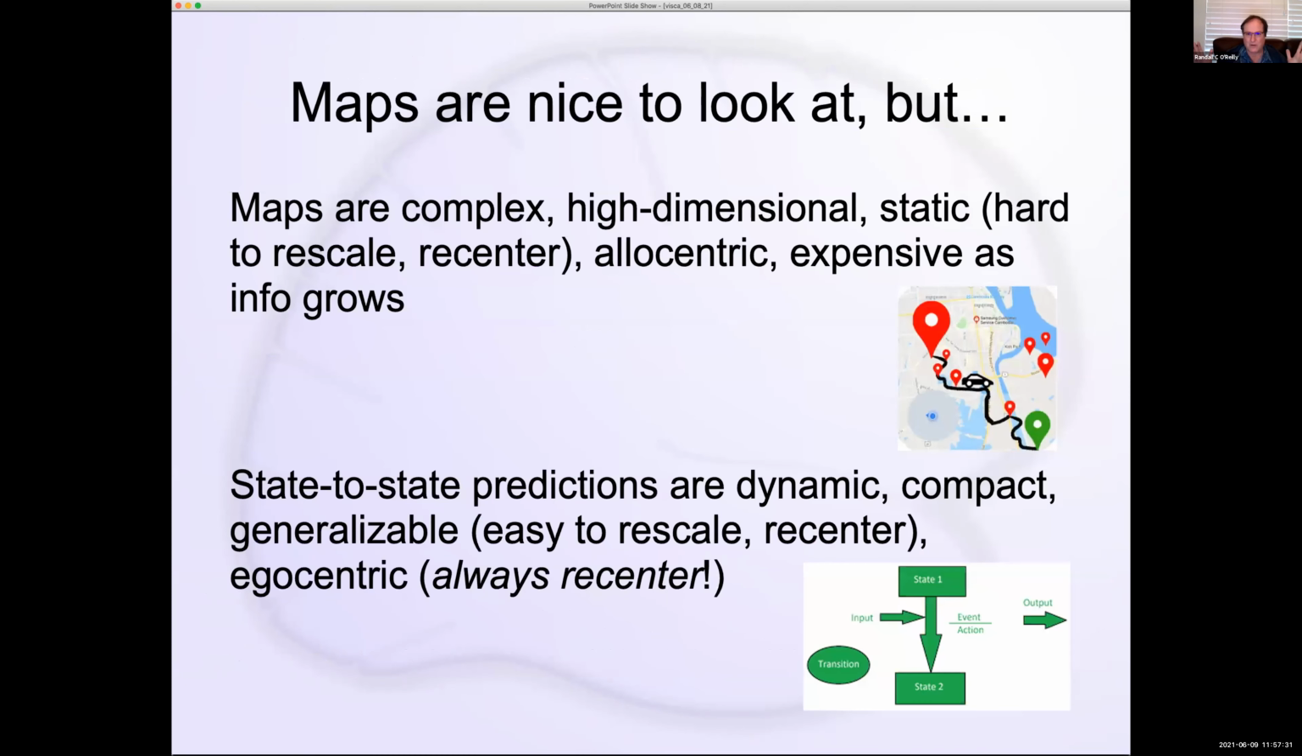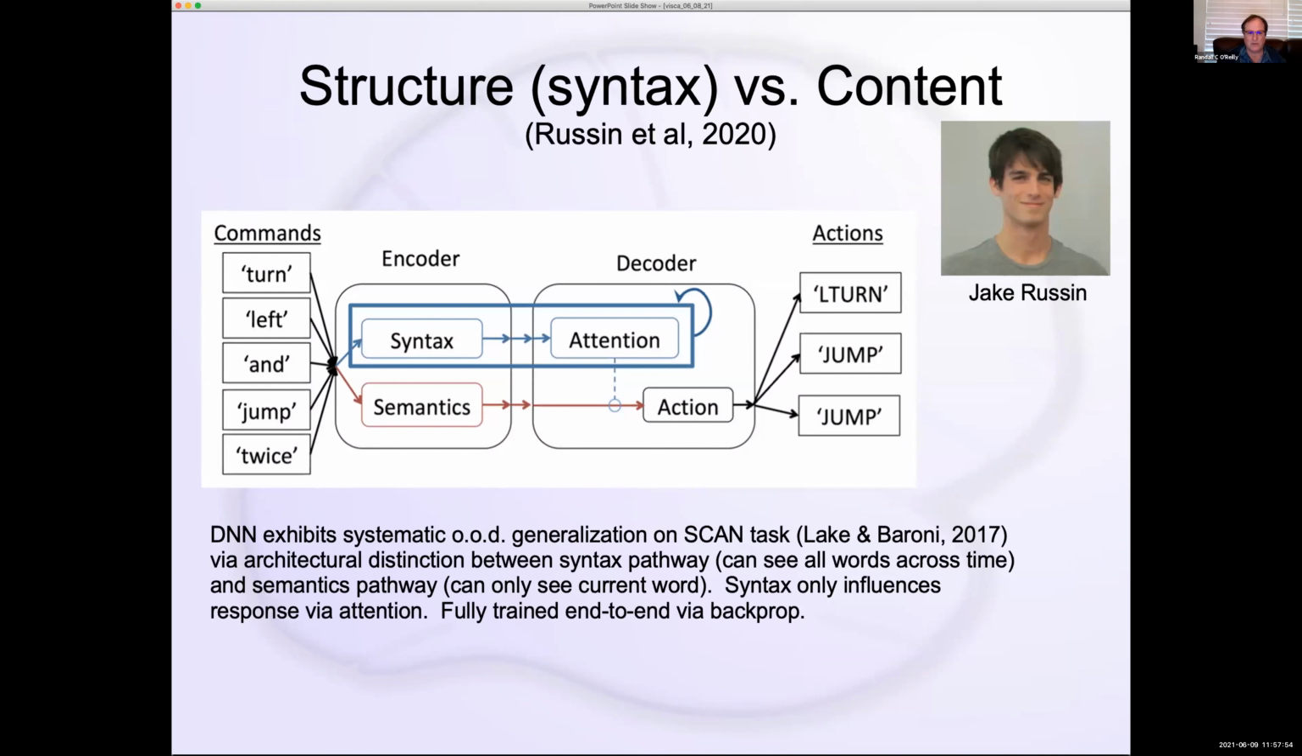So maps are great to look at, but they're really not a good representation of the world. If you think about actually having an internal thing that's like a map, where is the center? How does it work? Instead, if you're always representing relative to where you currently are, that's a much more efficient representation. It's always centered on where you are, and you're just predicting what's going to happen next. Okay, so that's the overall idea.